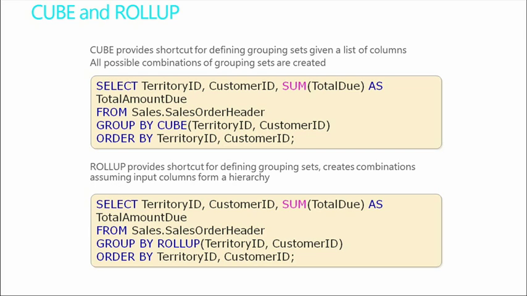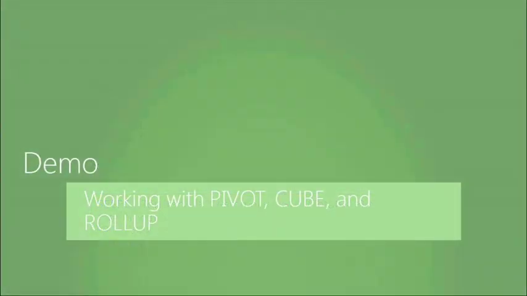ROLLUP is very similar in the sense that it provides a shortcut for defining the grouping sets. It creates combinations assuming the input columns come from a hierarchy. So this is more of a hierarchical approach than the CUBE process. We've got a couple of these options available to us for summarizing our data, giving a summary instead of looking at the details. So, working with PIVOT, CUBE, and ROLLUP. Now, I said you may not want to work with PIVOT so much, but whatever you feel like demoing.